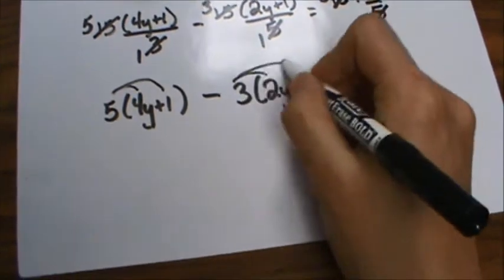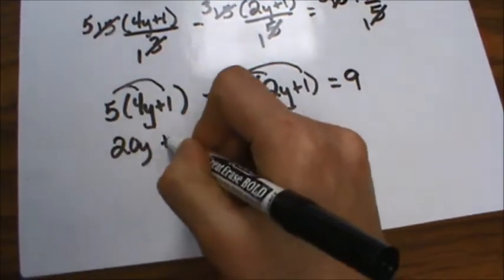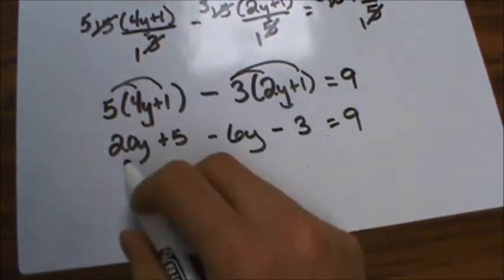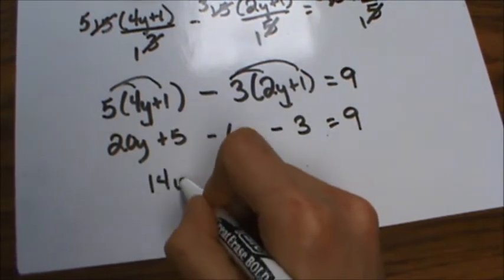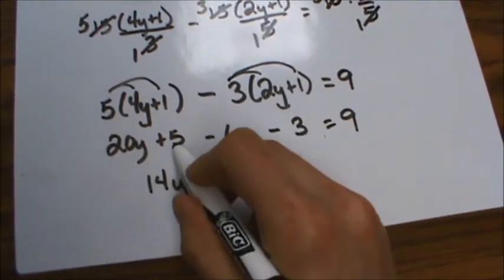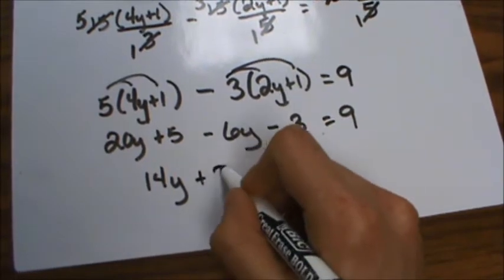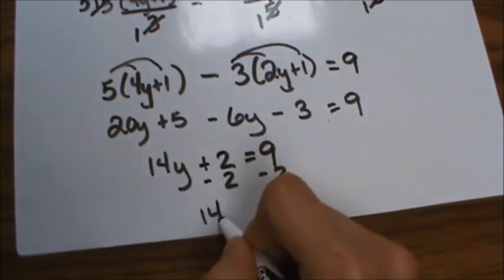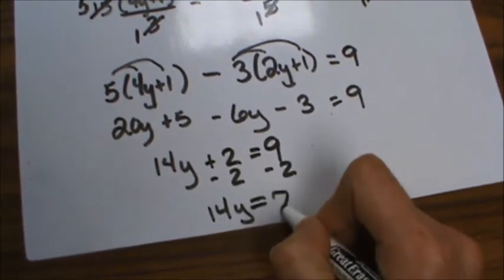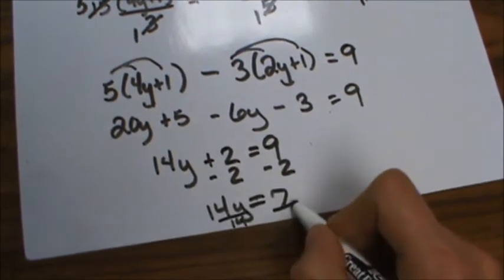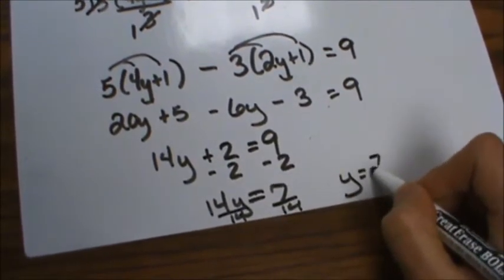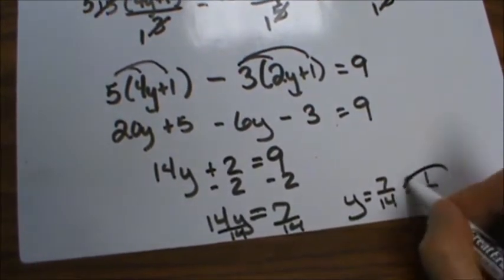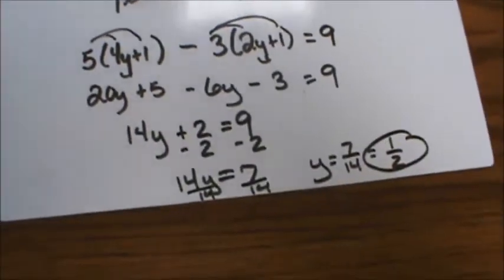Distribute. 20y plus 5 minus 6y minus 3 equals 9. I'm going to combine my like terms. I have 14y. I have right here 5 minus 3 is 2, equals 9. Subtract 2. 14y equals 7. So I have to divide both sides by 14. I get that y equals 7 over 14 as a fraction, which reduces to 1/2. And that's the answer that we're looking for.